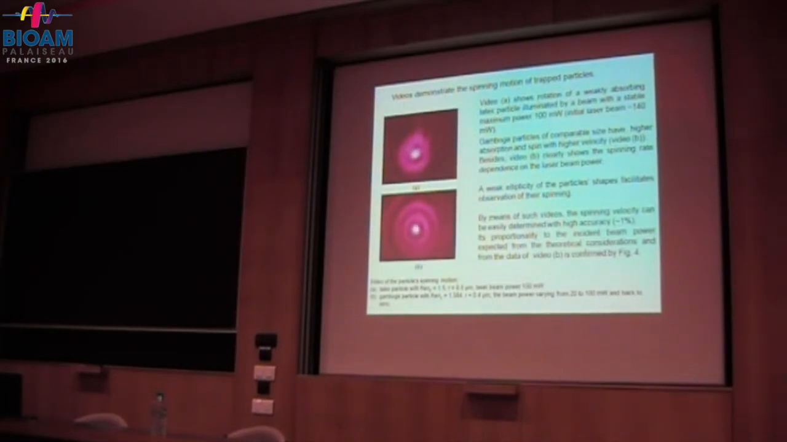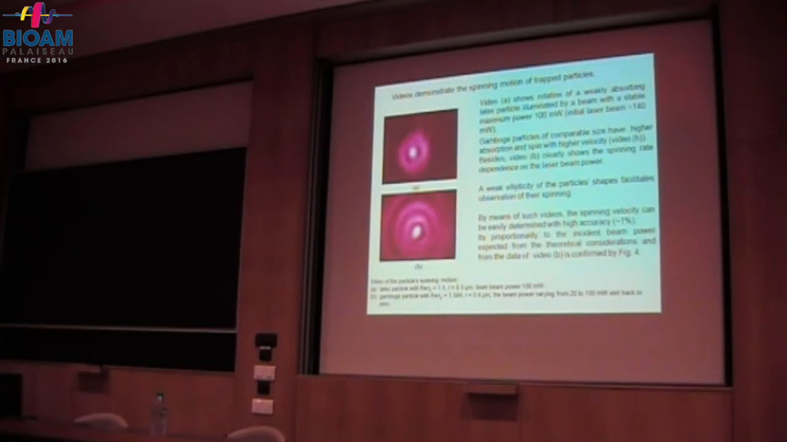This video demonstrates the spinning motion of trapped particles. Fragment A shows rotation of weakly absorbing latex particles illuminated by a beam with a stable maximum power of 100 milliwatts, with initial laser beam power of 140 milliwatts. Gaussian particles of comparable size have higher absorption, fragment B, and spin with higher velocity.